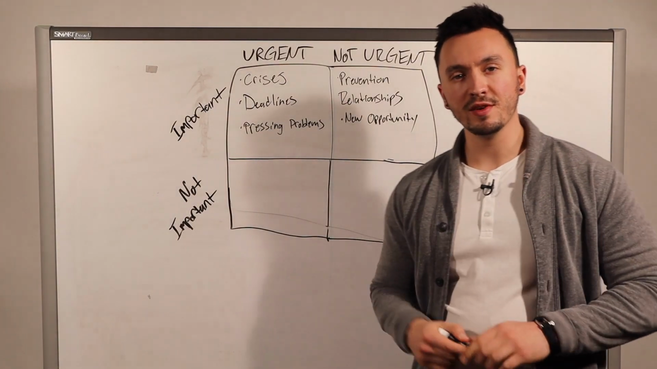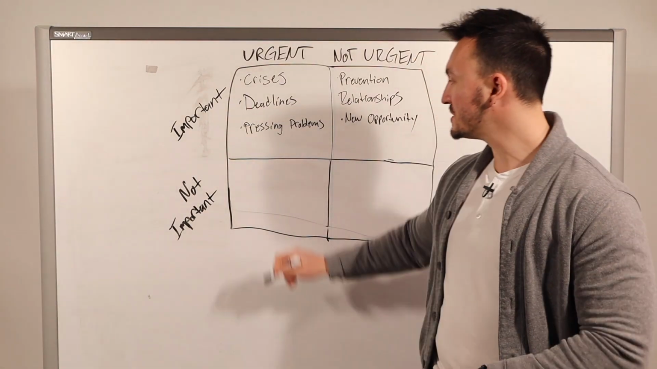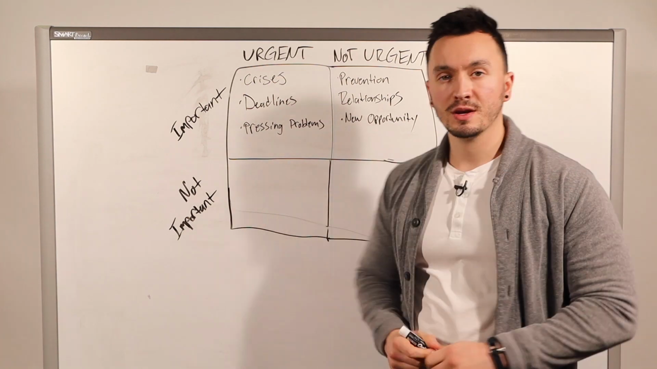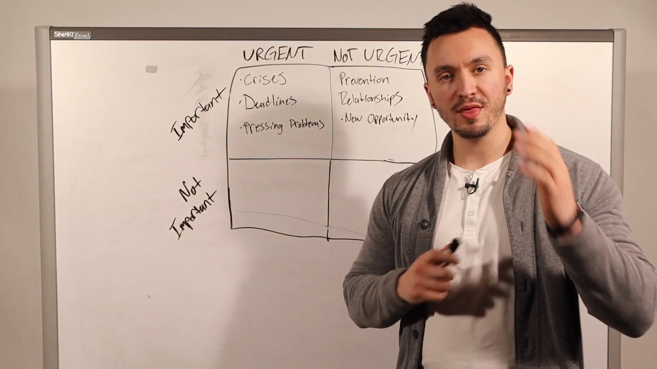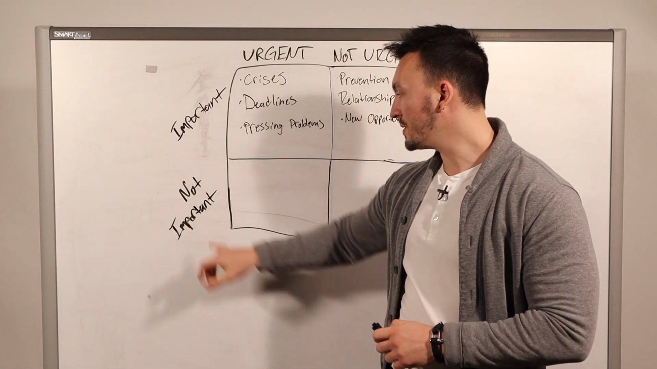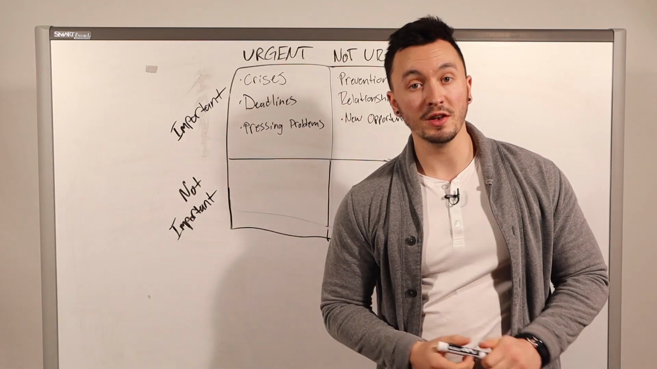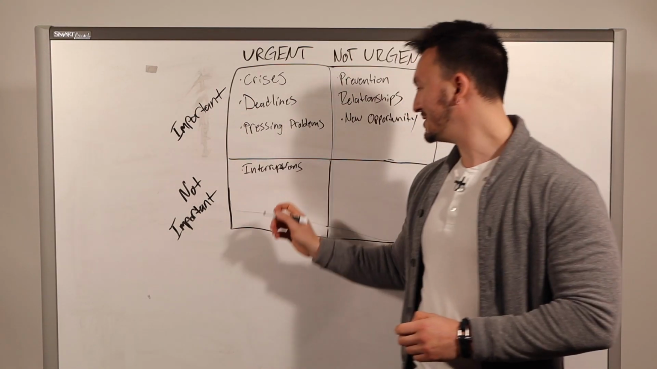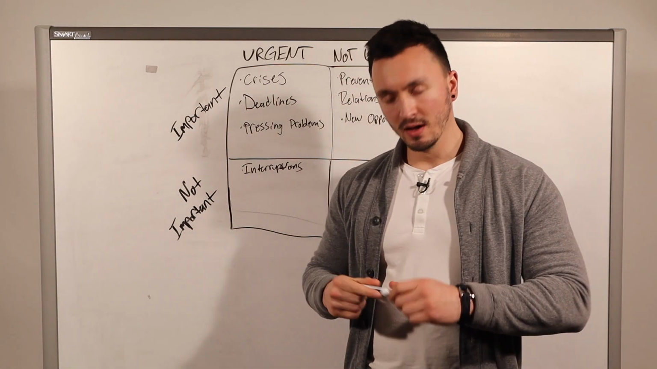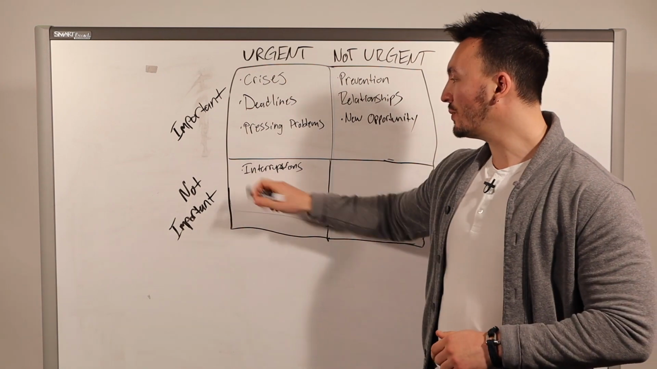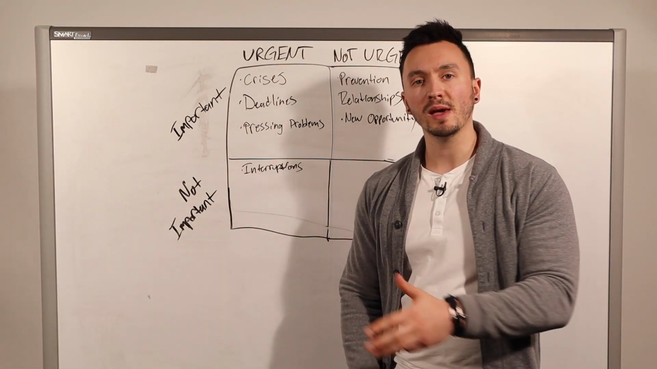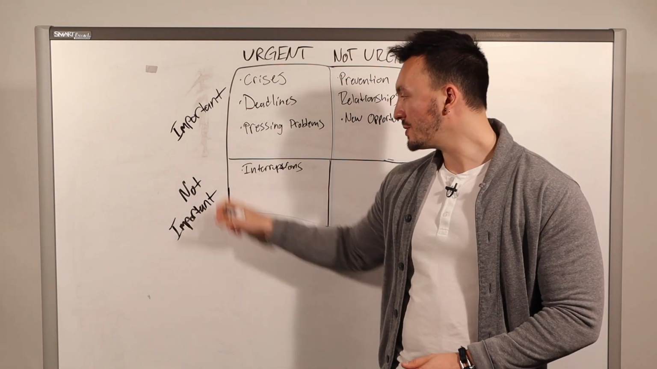All right, so now we're moving on to the third quadrant, which is right here under not important and urgent. So right away, what are some things that aren't important but are urgent? Well, interruptions for sure. So we can go ahead and put that, excuse my messy handwriting here, interruptions. So what I mean by that is text messages, phone calls, emails, things that are not important.